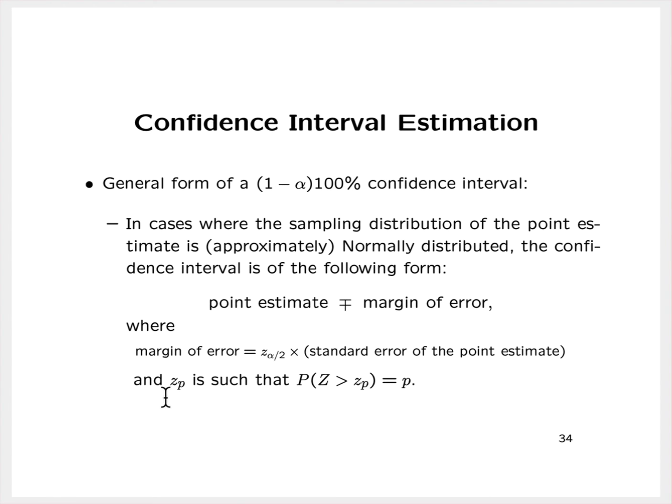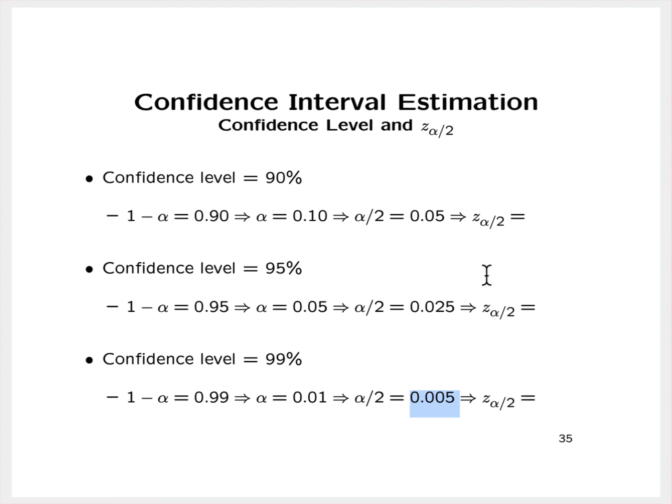the z sub alpha over 2 is defined in such a way that the probability that z is greater than z sub alpha over 2 is alpha over 2. So if alpha over 2 is 0.025, this is a value on the number line such that the probability that z, the standard normal random variable, is greater than that value is 0.025.